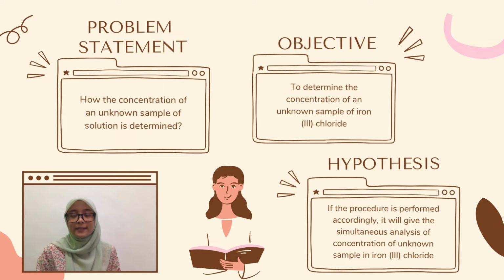In order to have a better understanding of the experiment, a few things were identified. Firstly, the problem statement of this experiment is how the concentration of an unknown sample of the solution is determined. Next, the aim or objective of this experiment is to determine the concentration of an unknown sample of iron trichloride. Next, the hypothesis for this experiment is if the procedure is performed accordingly, it will give the simultaneous analysis and the concentration of an unknown sample of iron trichloride can be determined.